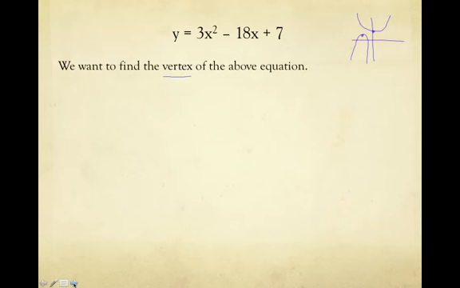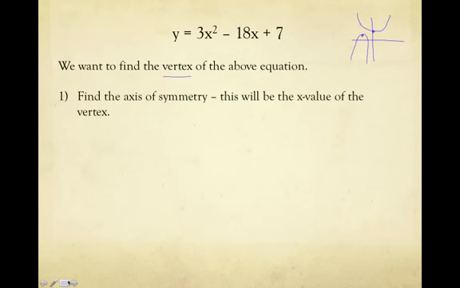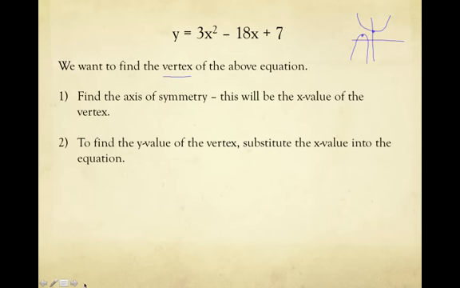Okay, and I'm looking to find the axis of symmetry. So remember, this is the x value of the vertex. Then I'm going to find the y value of the vertex by substituting the x value into the equation. And we're going to try that right now. So the axis of symmetry, remember, is x equals negative b over 2a. So I've got x equals negative 18, so positive 18 over 2 times 3, or 6. So my axis of symmetry is at x equals 3.